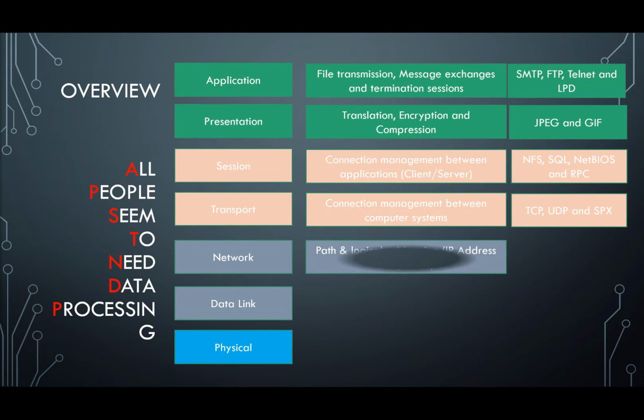Then it comes to the network layer, where path determination, logical addressing and IP address assignment happen. Anything related to an IP address issue, or dynamic IP, or an IP address not resolving, you need to jump onto this network layer, where you have IPv4 and IPv6 protocols.